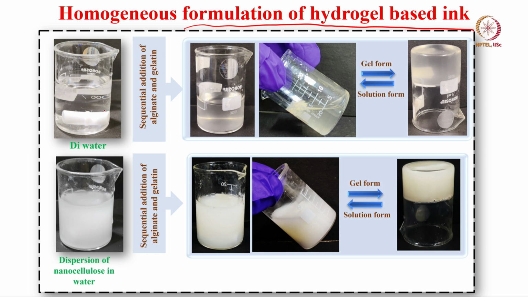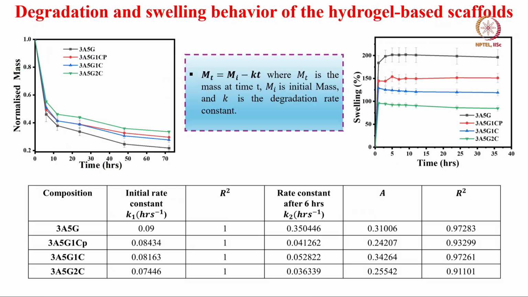This is the deionized water here, and this is the dispersion of nanocellulose in water, as you can see. So, when this gel is formed, gel form to solution form, it is a reversible process. Even once the gel is formed, it is so stable, you can turn this simple chemical flask upside down and see the stability of this gel. That is very important.